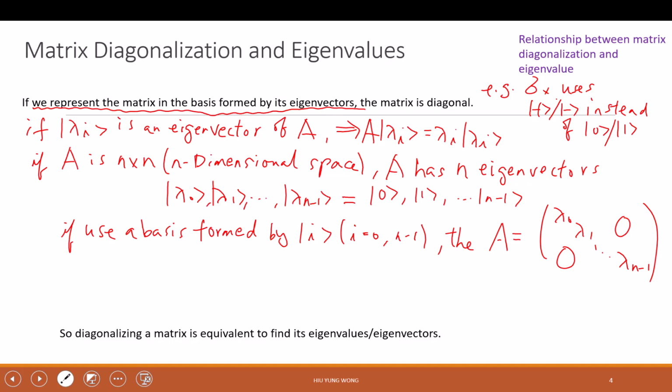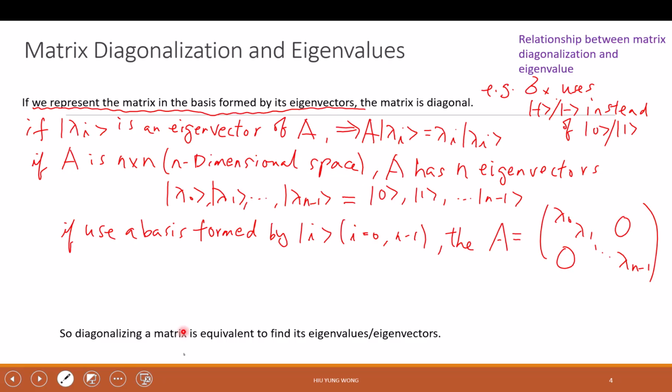I'm not asking if you can prove it, but do you understand what I'm talking about? Okay, you use its eigenvector as the basis, then you have a diagonal matrix. And the diagonal elements are their eigenvalues.